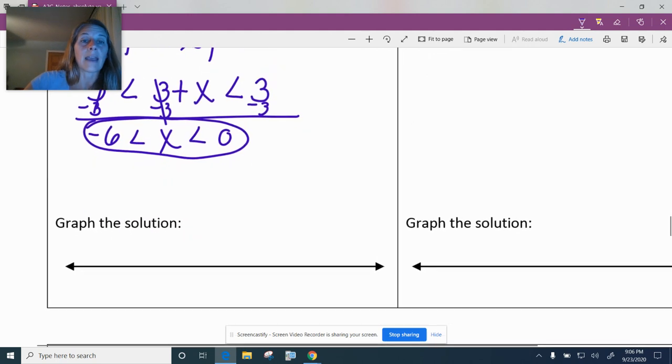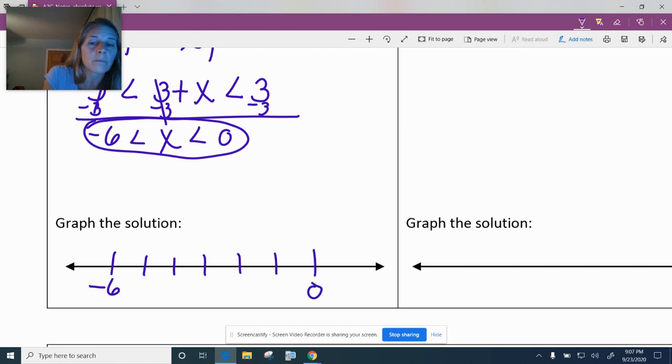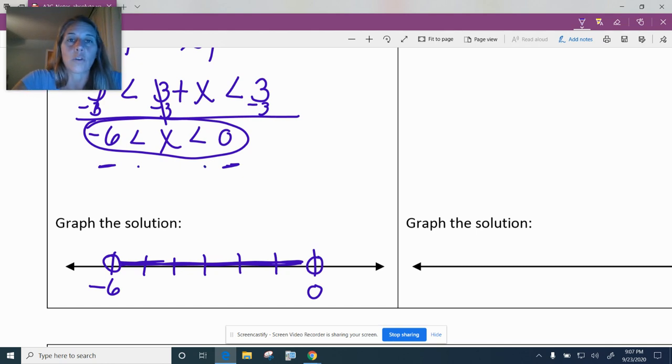Okay, now we graph and problems on the number line. -6, 5, 4, 3, 2, 1, 0. Both of these would be open circles, and our graphs for and problems should be shading in the middle. So as long as you have your smaller number on the left, your bigger number on the right, and your symbols are both less thans, it's going to shade in the middle of the two numbers.